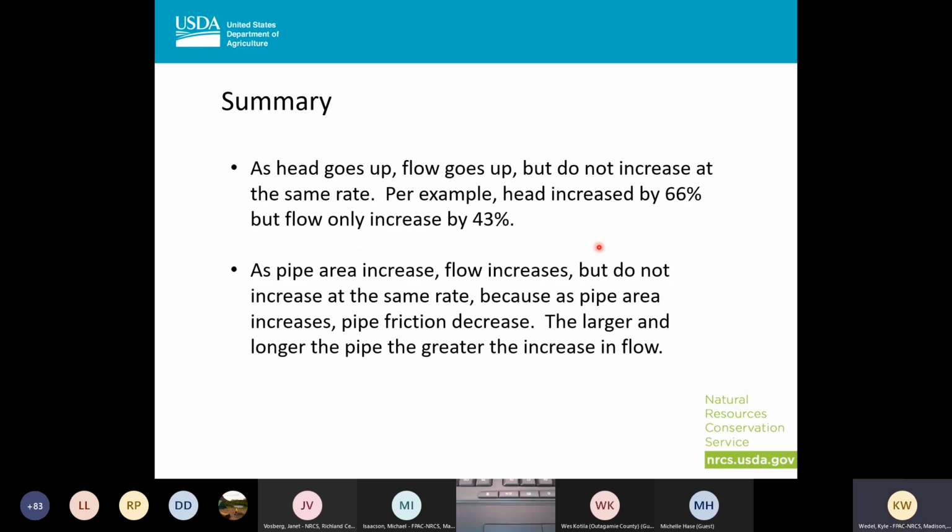So to summarize all that, as my head goes up, my flow goes up, but they do not increase at the same rate. In this case, my head was increased by 66%. My flow was increased by only 43%. And then as pipe area increased, flow increased, but they don't increase at the same rate because as the pipe area increased, my pipe friction decreased. So the larger and the longer the pipe, the greater the increase in flow.